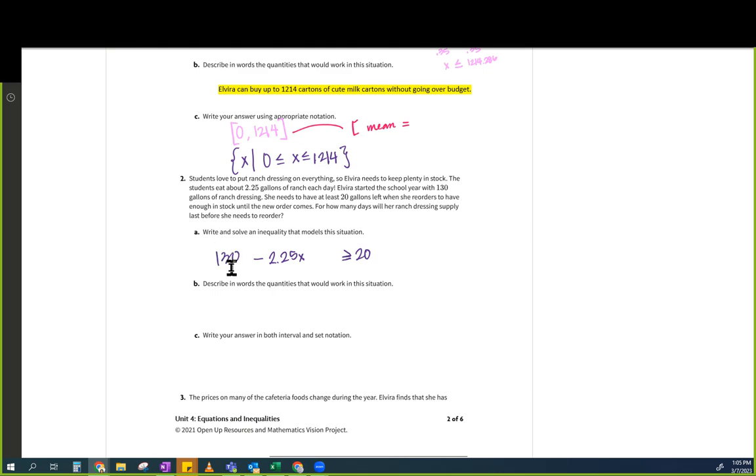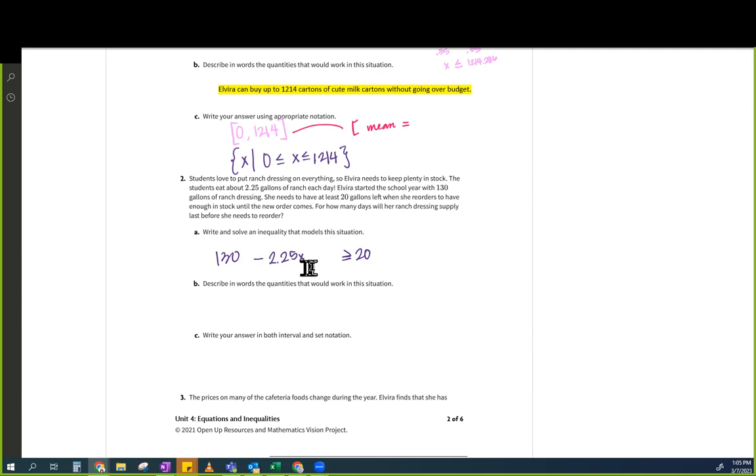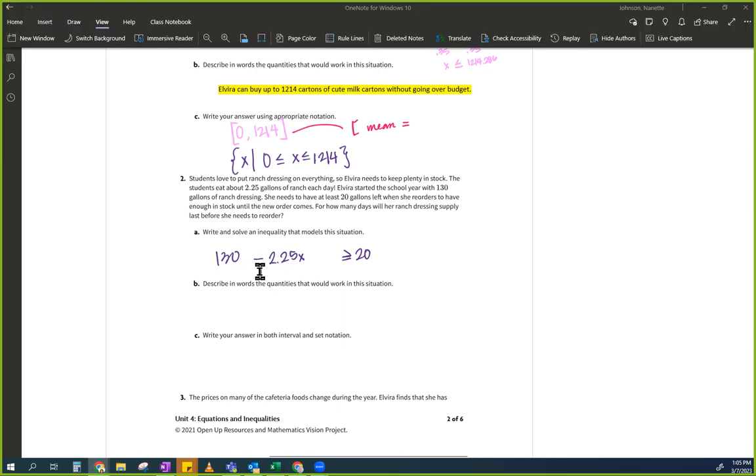Perfect, right? And then where do you see this? The students eat about 2.25 gallons of ranch every day. Where do you see that? Very good. But why is it being subtracted and why is it being multiplied by x?